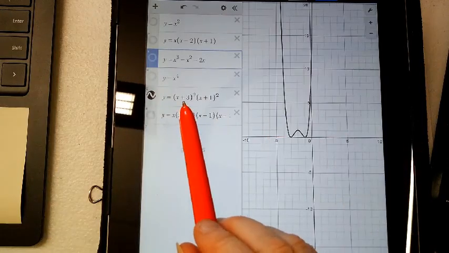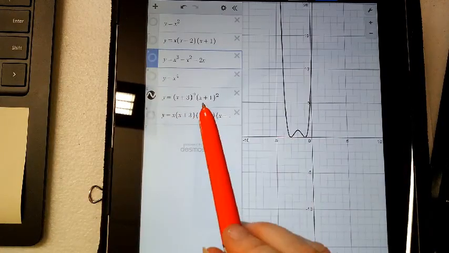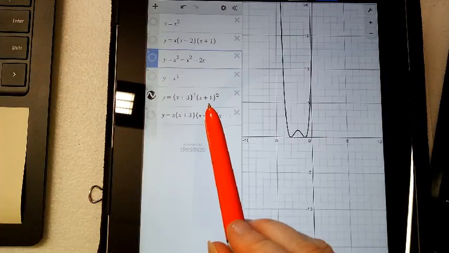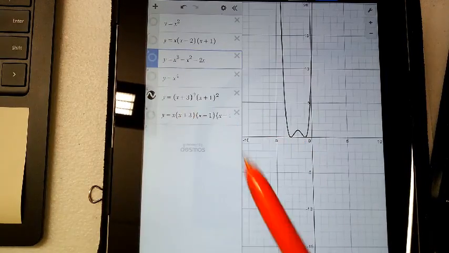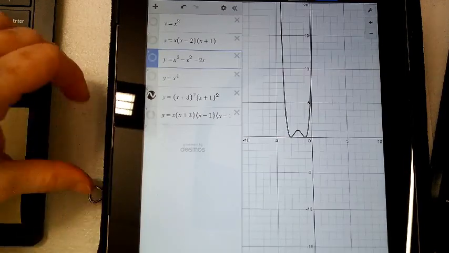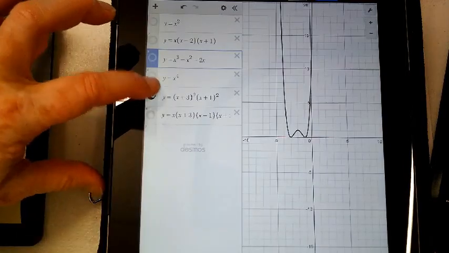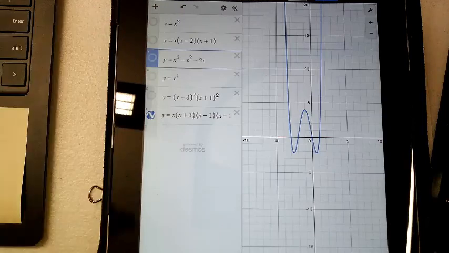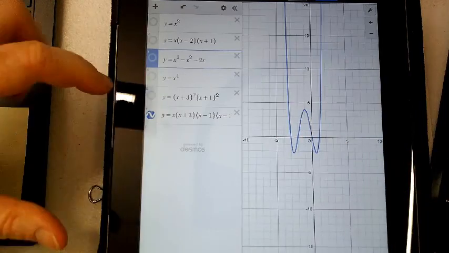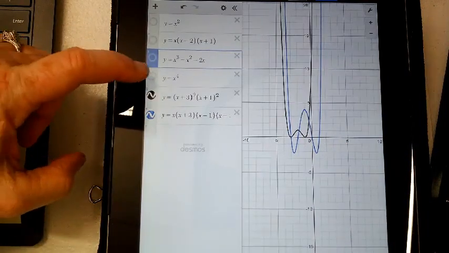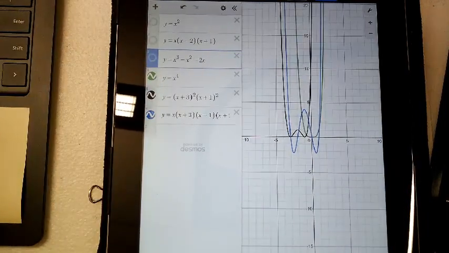And this has intercepts at -3 and at -1. So that's a quartic. It has degree 4. This one's another example of a quartic. I wanted to give you a curvier one. So notice all 3 of these are quartics right here. They can look all different ways.